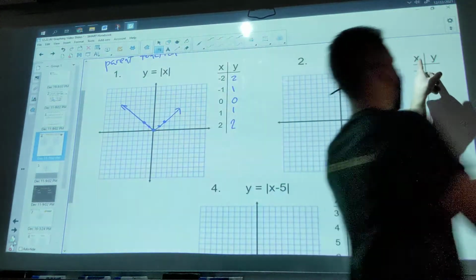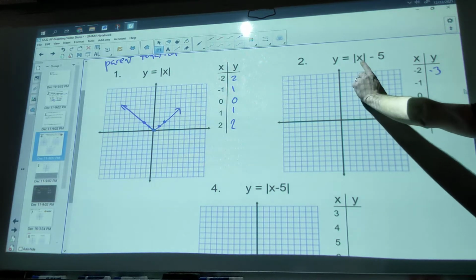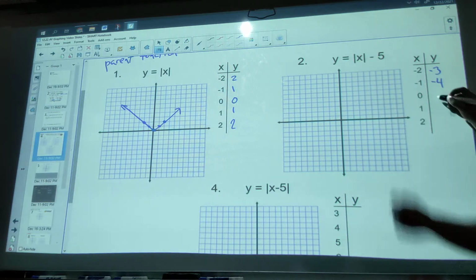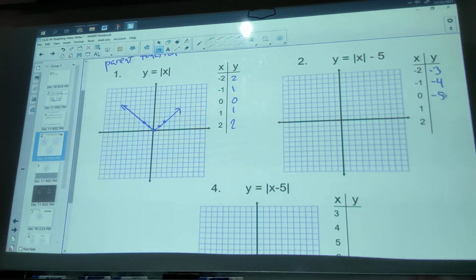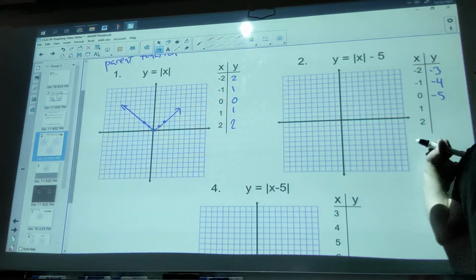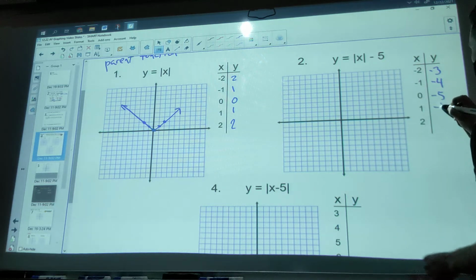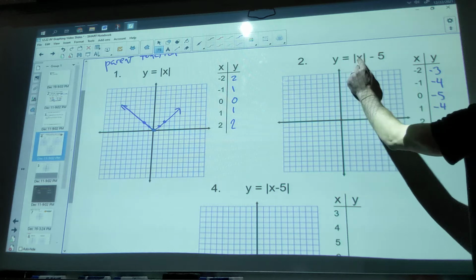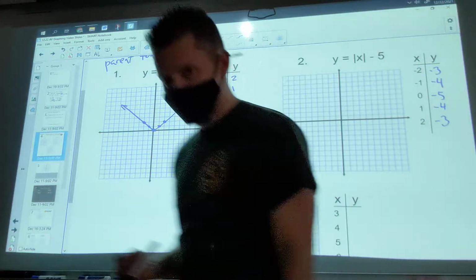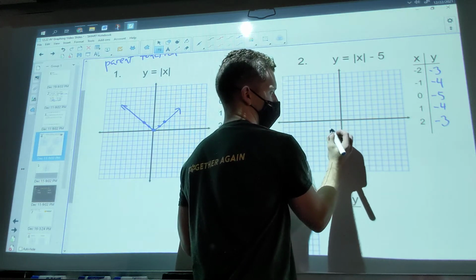Let's try -2 first. The absolute value of -2 minus 5 is -3. The absolute value of -1 is 1, minus 5 is -4. 0 minus 5 is -5. Let's pick something else. What is the absolute value of 1? 1, minus 5 is -4. Oh, look, we're repeating here. And the absolute value of -3, sorry, no, 2, minus 5 is -3. All right, cool. Let's go ahead and graph this, and then we'll talk about it. It's going to go down.